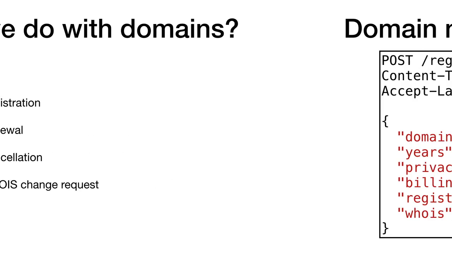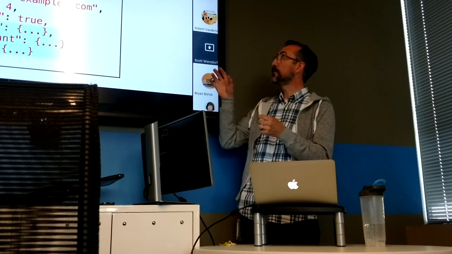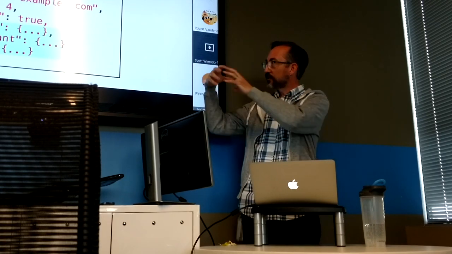So the representation of a registration includes the domain name, the number of years they want the domain for, and privacy preference. For new registrations, we also have to collect billing, the registrant, and whois information. Now, why wouldn't we split this across separate registration, billing, registrant, and whois API requests? Right, we totally could. We could make the customer do four things instead of one thing, and that would be kind of right. These are all separate concerns, right?